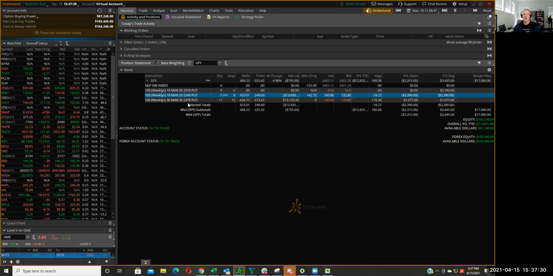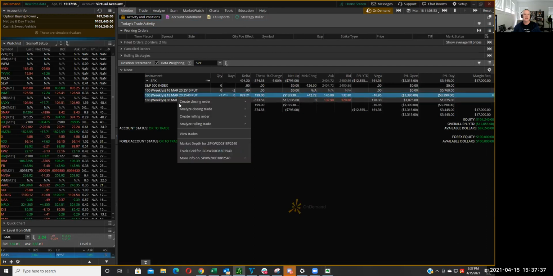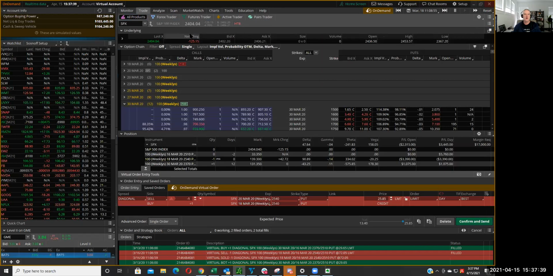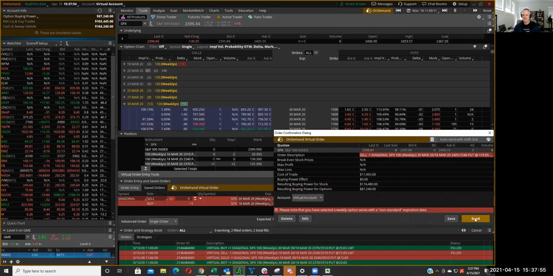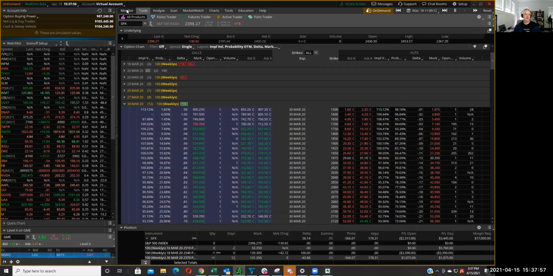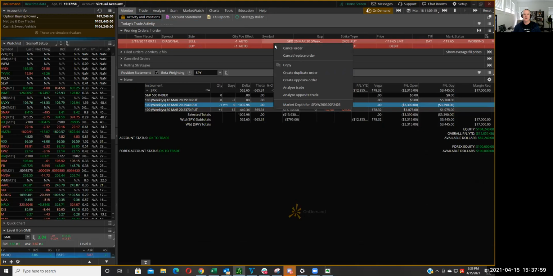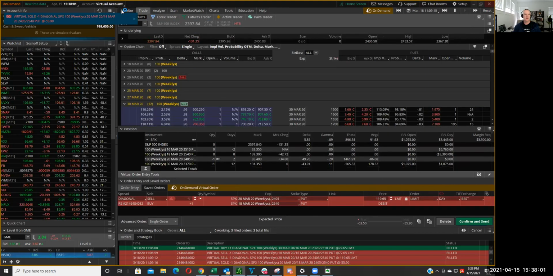So here we are at March 18th. We're up 34.45. I'm going to roll this March 18th. Create a rolling order. SPX is trading at 24.03. I'm going to round to 24.05. It's costing me a $119.65 debit. Cost of this trade is almost $12,000 per contract. So that executed.